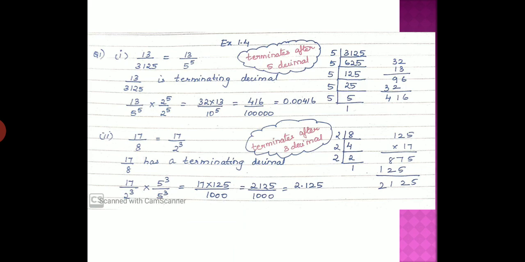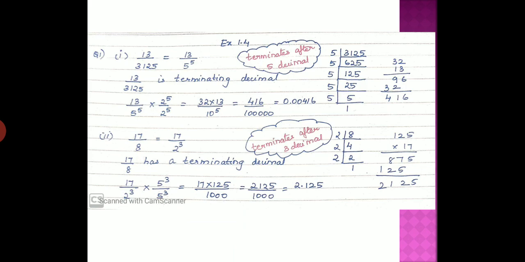You see the first step, 13 by 3125 equal to 13 by 5 power 5. So you see the highest power in the denominator. See the highest power in the denominator. What is the power there? 5. So the decimal terminates after 5 decimals.